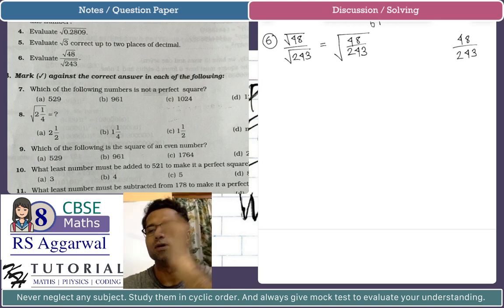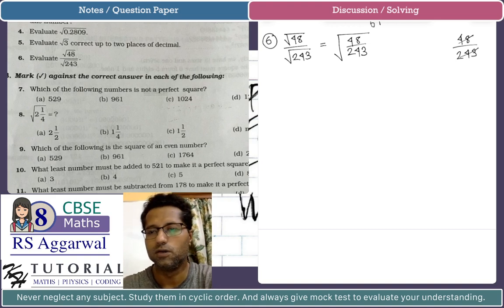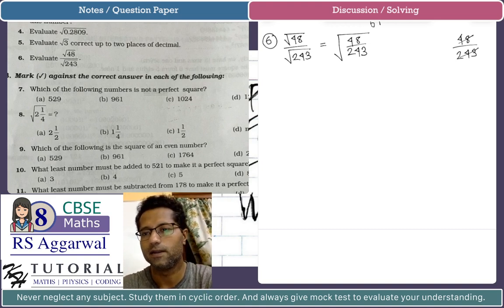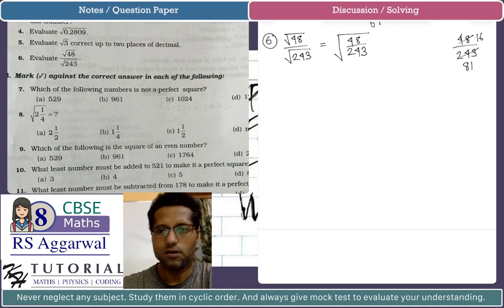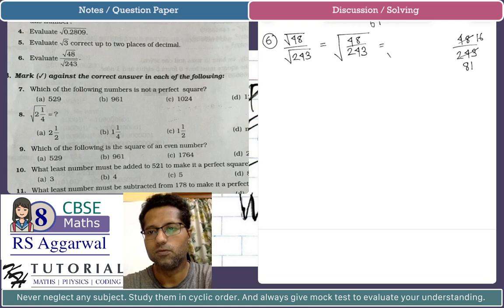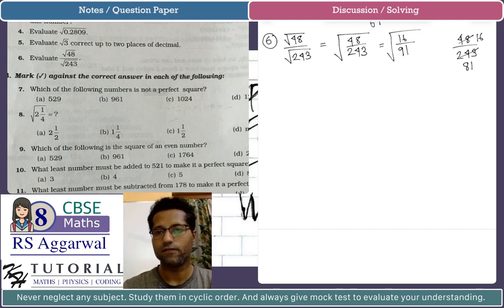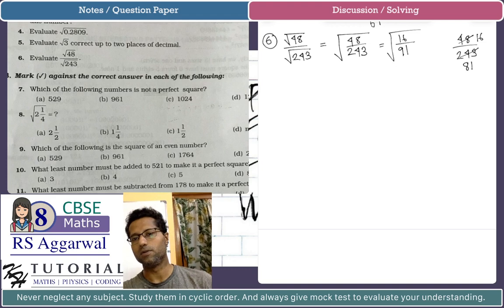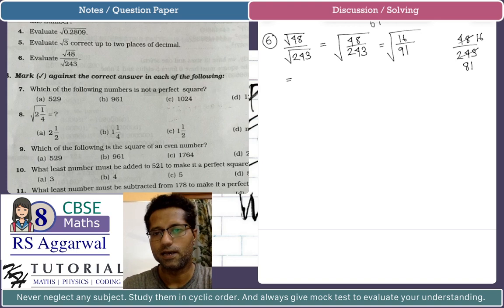Okay, so it divides. Dividing both the numerator and the denominator by 3, we get 16 and 81. So now we can see that this is equal to square root of 16 by 81, and we see that in the simplified fraction 16 by 81, both the numerator and the denominator are perfect squares. So we will now express it as root over 16 divided by root over 81.